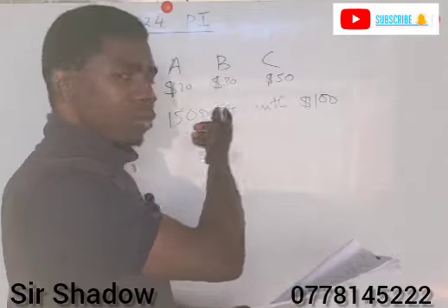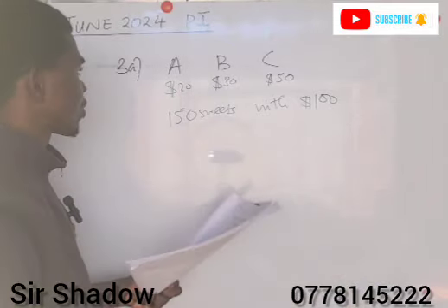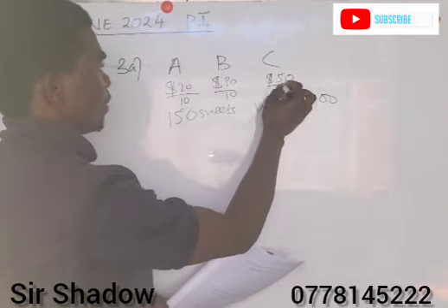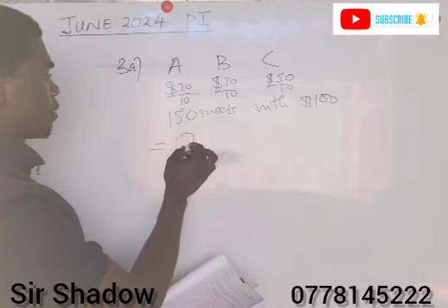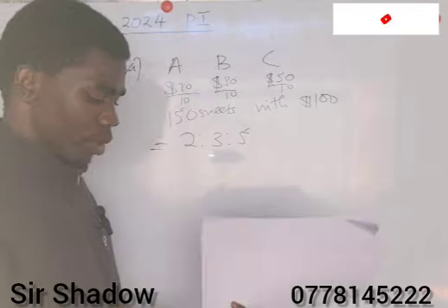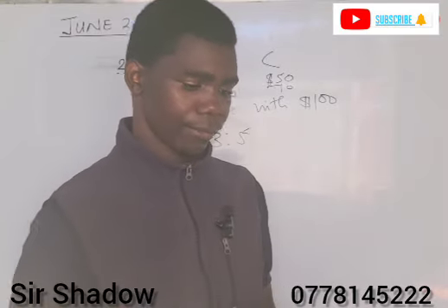So we want to reduce and leave it in simplest form. In order to leave it in simplest form, we have to divide by 10. Divide by 10 in order to reduce. It becomes 2 to 3 to 5. This is the ratio we are asked to find.